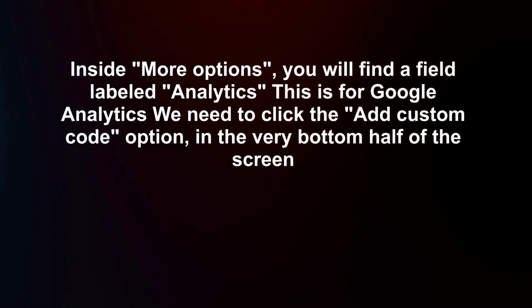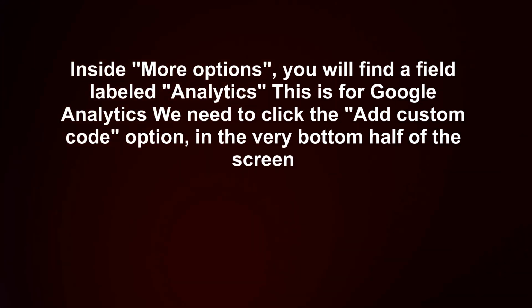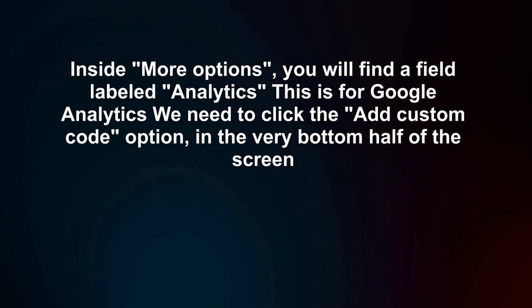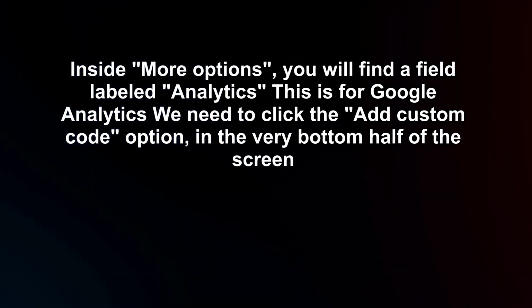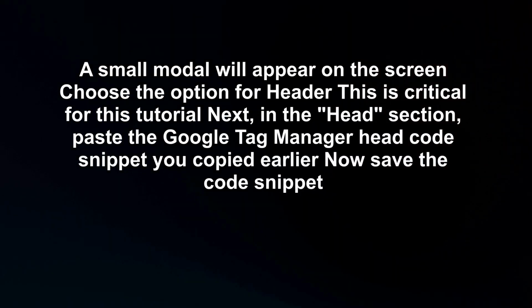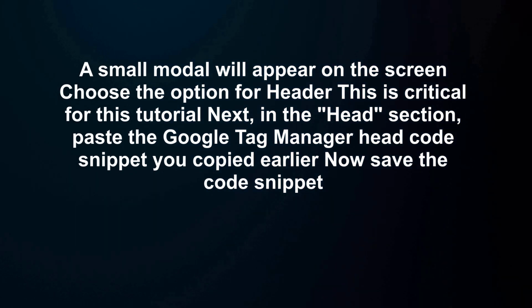Inside more options, you will find a field labeled Analytics. This is for Google Analytics. We need to click the Add Custom Code option in the very bottom half of the screen. A small modal will appear on the screen. Choose the option for header. This is critical for this tutorial.